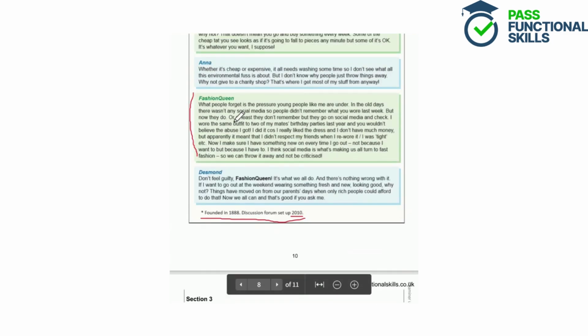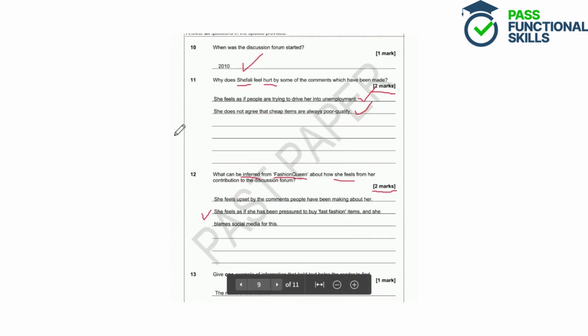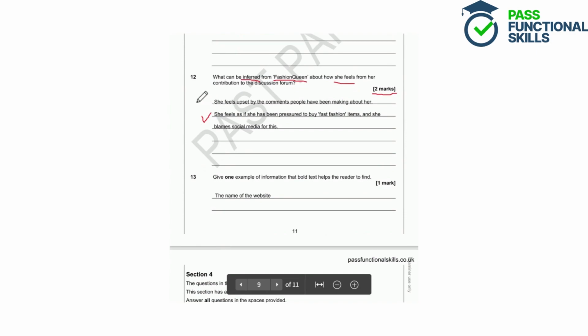So let's have another read. So she says here, I wore the same outfit to 2 of my mates' birthday parties last year, and you wouldn't believe the abuse I got. So from this, abuse is quite a strong word. It's emotive language. So we can infer from this that she feels quite upset about the comments that her friends have made. So she feels upset about the comments that people have been making about her. So these are two things that we can infer from what Fashion Queen says in the forum. It's not obvious meaning, but it is something that we can pick out.